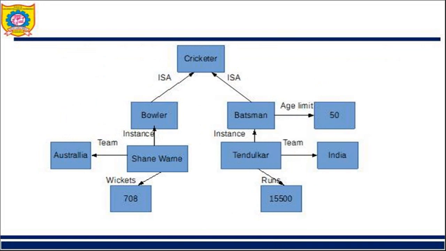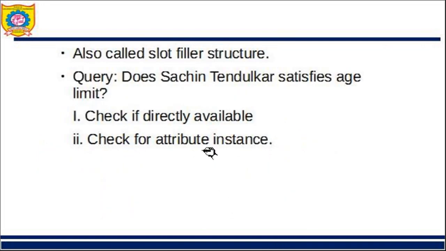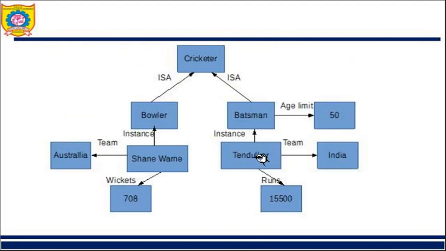No. So what it will do further is check the instance attribute. Tendulkar goes to instance of, which is batsman, because the values from batsman are inherited over here. This is a general class and this is a specific class, so all values are inherited over here. So Tendulkar is an instance of batsman and batsman's age limit is 50. In this fashion, 50 is followed by Tendulkar also.